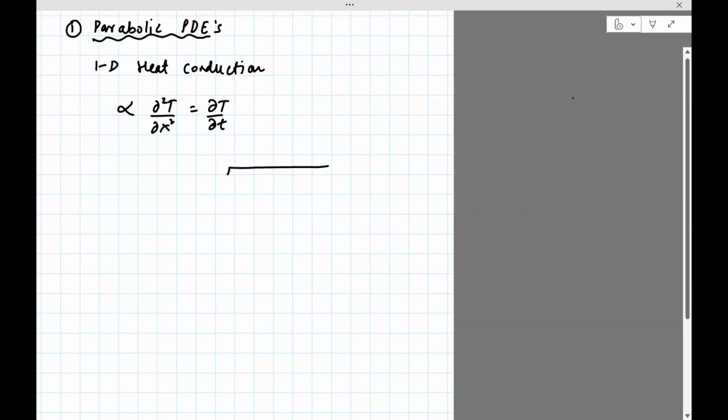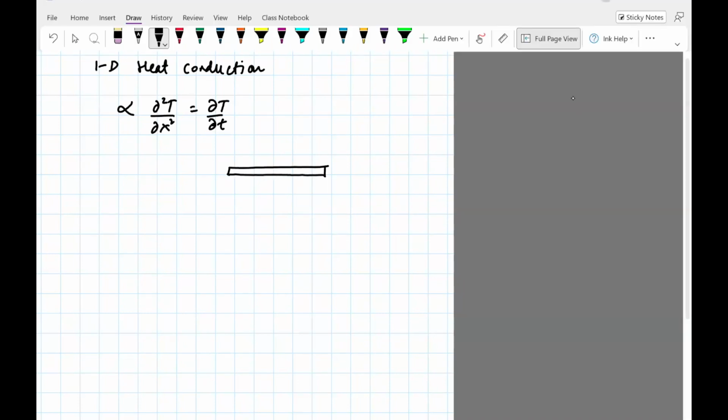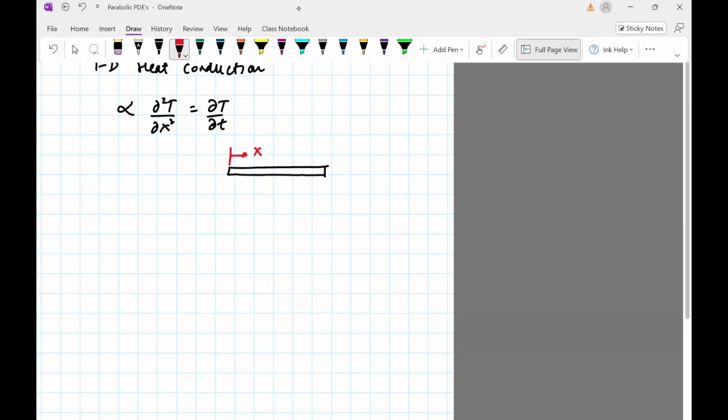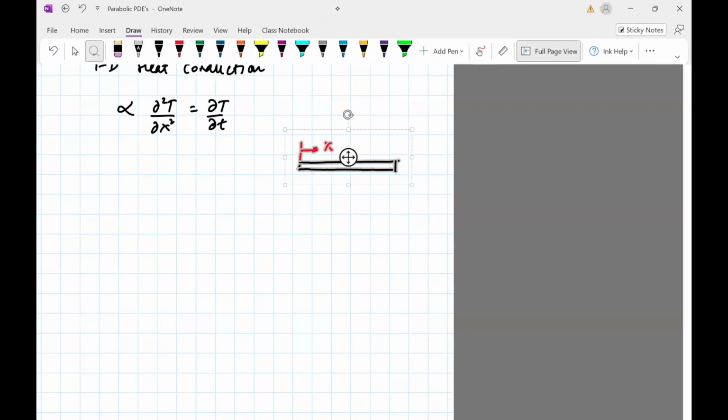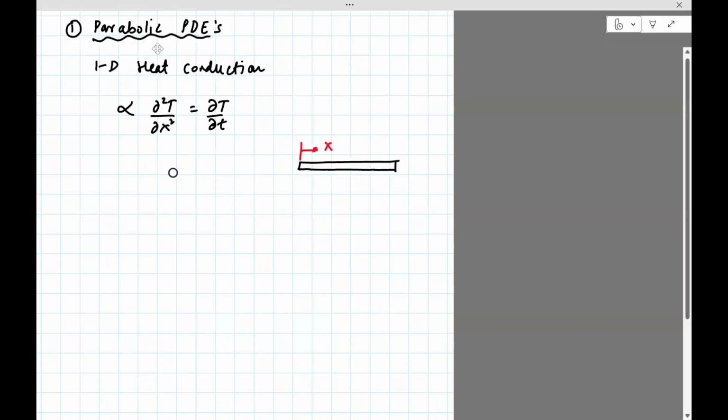If you have a rod, let's say, this is x. You hold the ends of the rod at different temperatures. So say this point is end A and this is end B, the temperature at end A is TA, and the temperature at end B is TB. And then you want to figure out the evolution of temperature as time goes by.